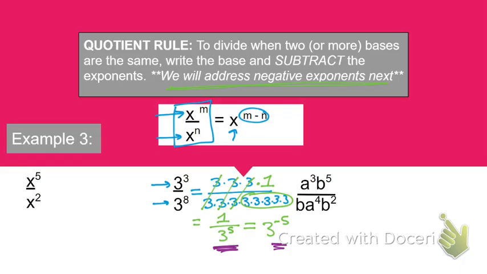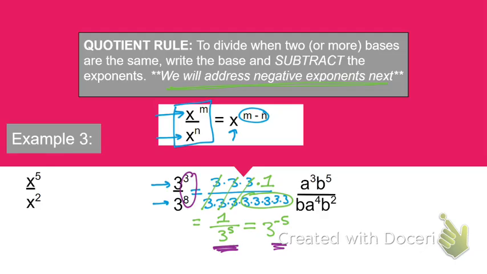So the quote-unquote shortcut is that we could have just done the 3 minus the 8 and gotten the negative 5. We're seeing what the difference between those is, and that's telling us how many extra factors of 3 there are.